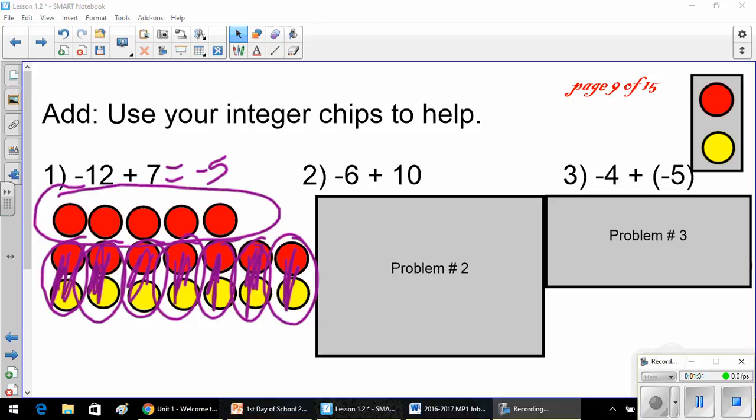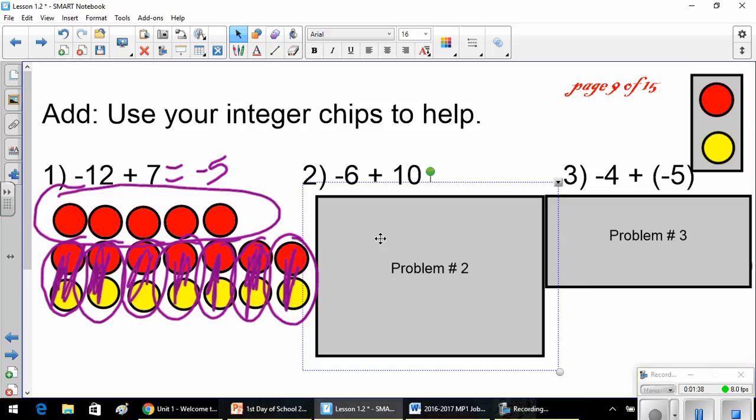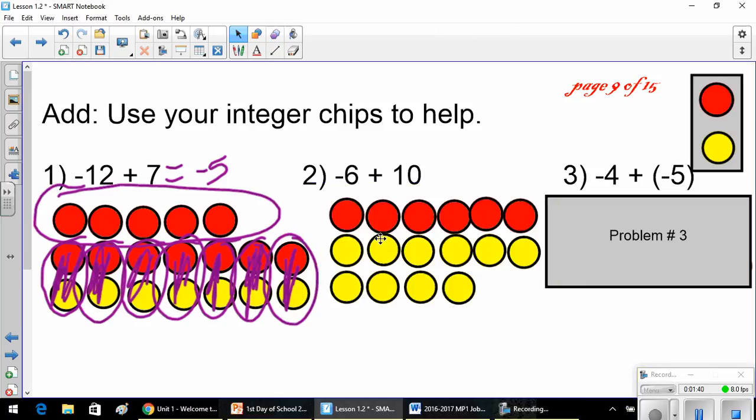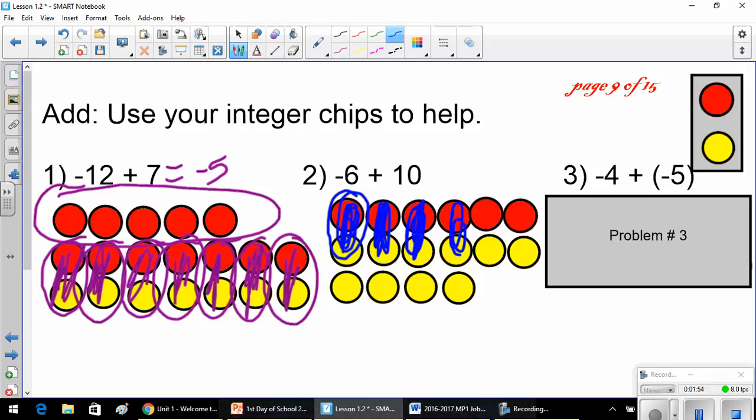My next example, I have negative 6 plus 10. So that looks like this. I have negative 6 red, 10 yellow. So what I'm going to do is take away 0 pairs. So this gets taken away. I am going to take this set away. I can take this set, this, and this.